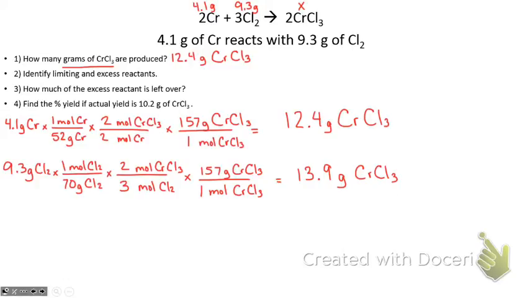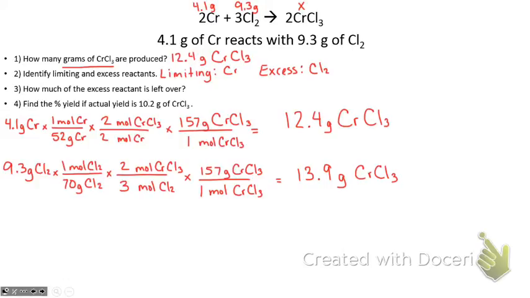So let's go ahead and answer number 2. My limiting reactant here is going to be Cr, so I'll just put limiting Cr, and that means in excess we had Cl2. Perfect.